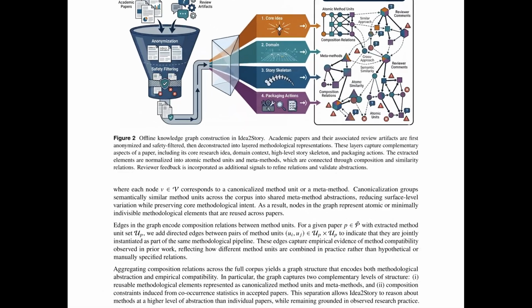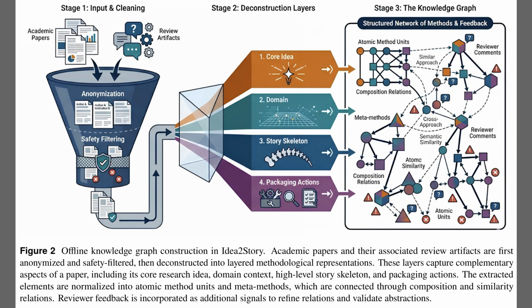So while Figure 1 gave us the big picture, Figure 2 zooms in on the specific steps for building that offline knowledge graph. It starts on the left with Stage 1, where raw papers and review artifacts pass through a funnel for anonymization and safety filtering. Then, Stage 2 deconstructs the content into 4 layers: the core idea, domain, story skeleton, and packaging actions. Finally, Stage 3 assembles these into the structured network on the right, connecting atomic method units and integrating reviewer feedback.